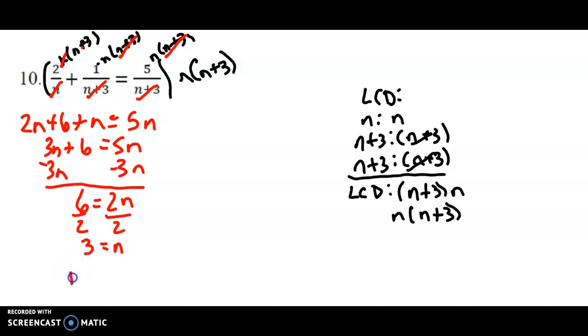Check my excluded values. We have a monomial with a variable, so 0 is an excluded value. Here, -3 would make that 0, so that's my other excluded value. And they don't match my answer, so 3 is going to be correct.